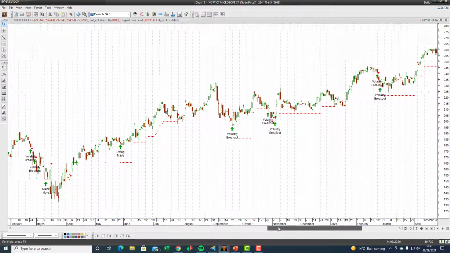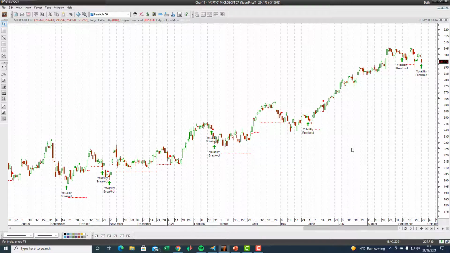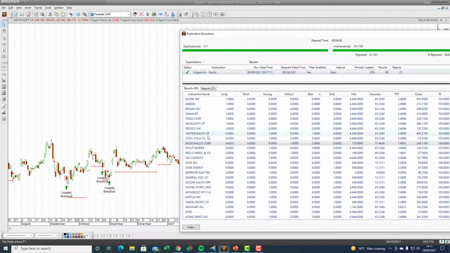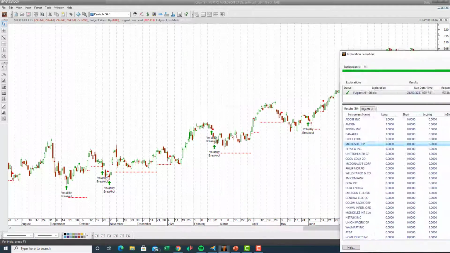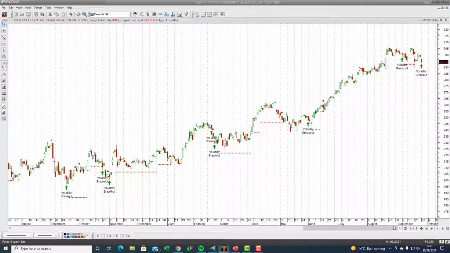Now, interesting, you might see signals in some places and not in others. It's all that the AI is looking for specific setups. Now we know this particular AI engine on Microsoft here, this trade setup occurred 4,444 times with a 65% probability of success and a 2.46 average profit per trade over the testing period. So you can see it is a high probability trade setup, and it does occur quite frequently. So we have a volatility breakout.